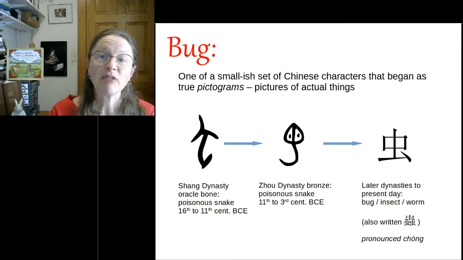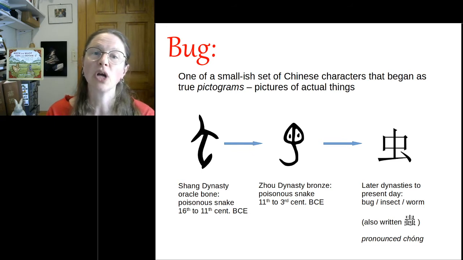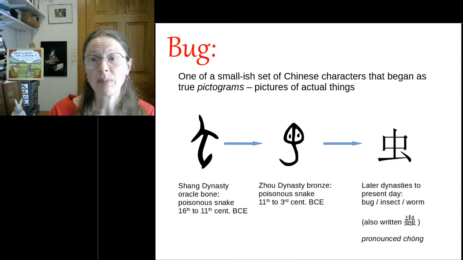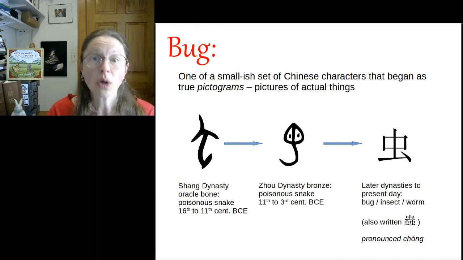Scholars have found pieces of bone from way back in the Shang Dynasty, more than 3,000 years ago, where people engraved this symbol on the left to mean poisonous snake. After being engraved with different symbols, the bones were then heated, and depending on how they cracked, they could be used to make predictions about the future, and that's why they're called oracle bones.